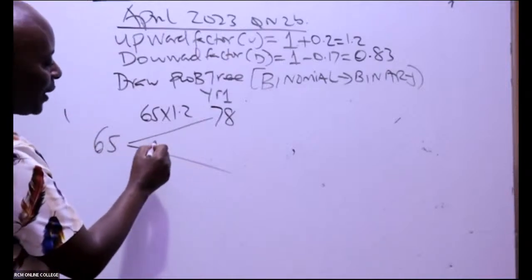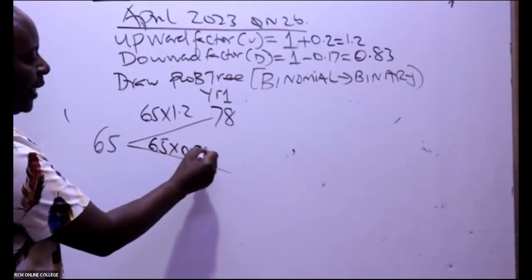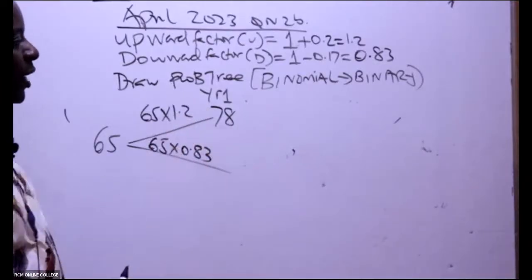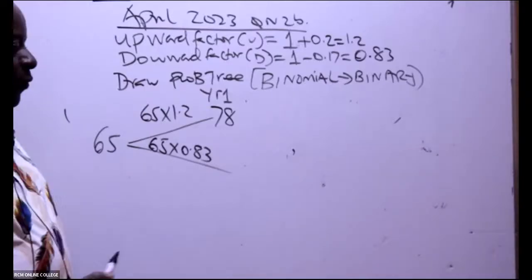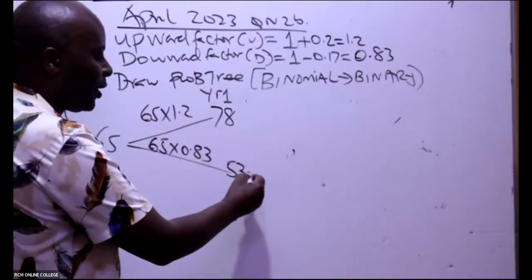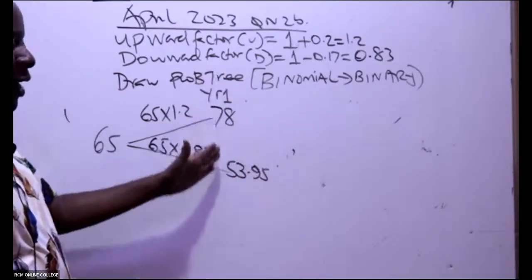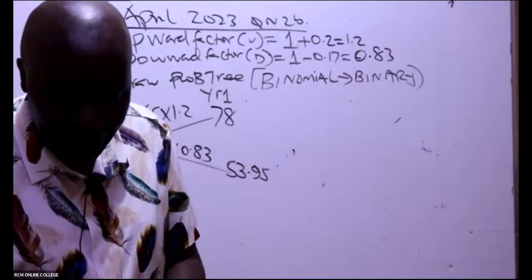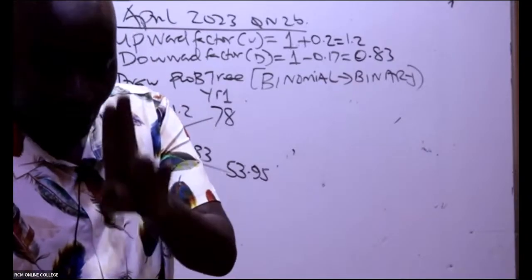And then we have, should it go down, it will be 65 times 0.83. Can somebody give me this figure? 53.95, right? 53.95. Thank you so much. So that is the end of year 1. Remember, they have told us to use what here? Two periods, to use 2 periods.